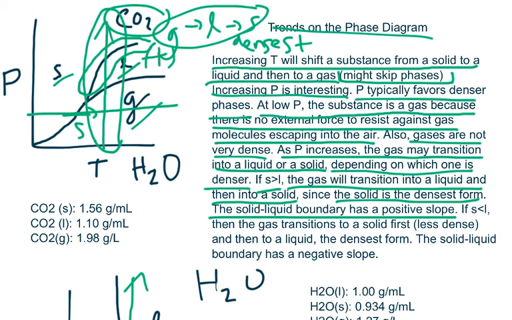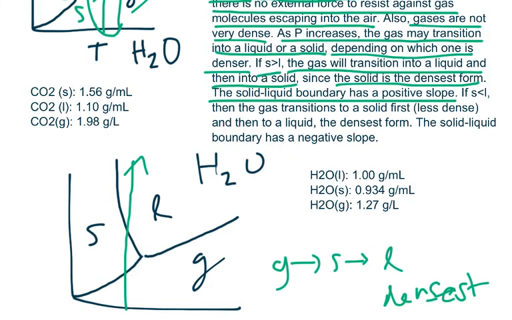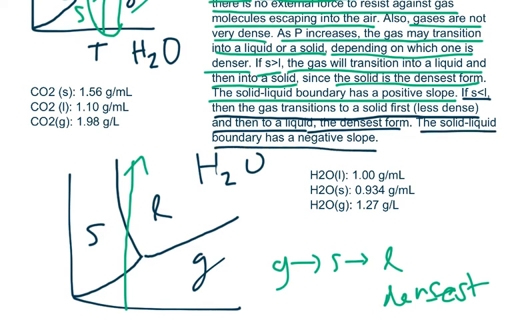Now what happens if the solid phase is less dense than the liquid phase? If this happens, then the gas transitions to a solid first, which is less dense, and then to a liquid, which is the densest form. So this solid-liquid boundary will have a negative slope.